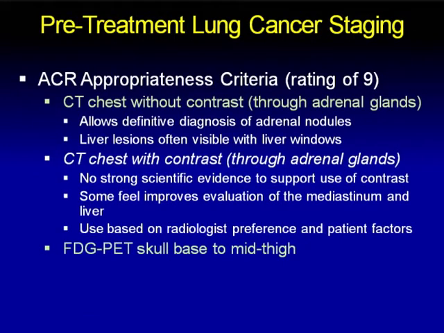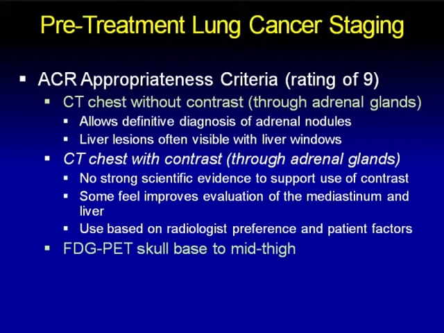In terms of what imaging we utilize, if you look at the ACR appropriateness criteria, both of the options I'm going to talk about have a rating of 9, but CT chest without contrast through the adrenal glands has the highest appropriateness rating. One nice thing about not using contrast is that you can classify lipid-rich adrenal adenomas as such. The other concern is, can we see liver lesions? Most often you can adjust the windows and see them. So CT chest without contrast is good.